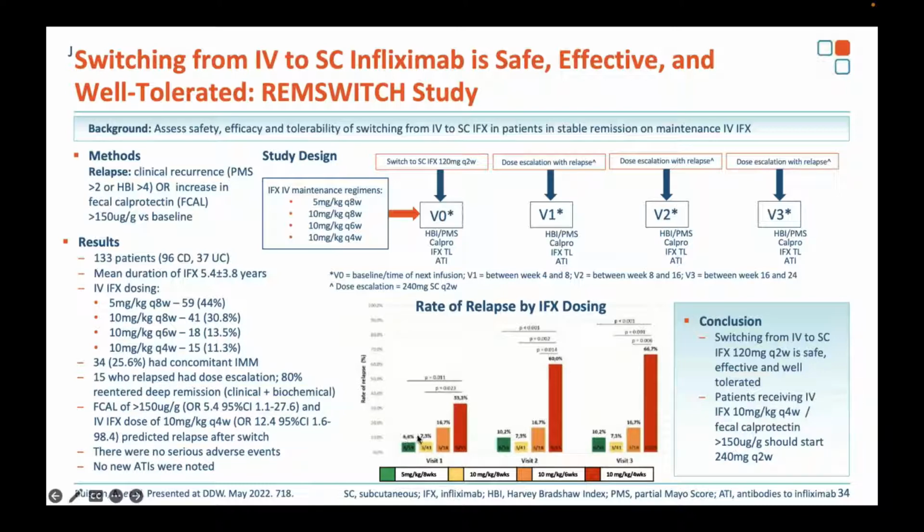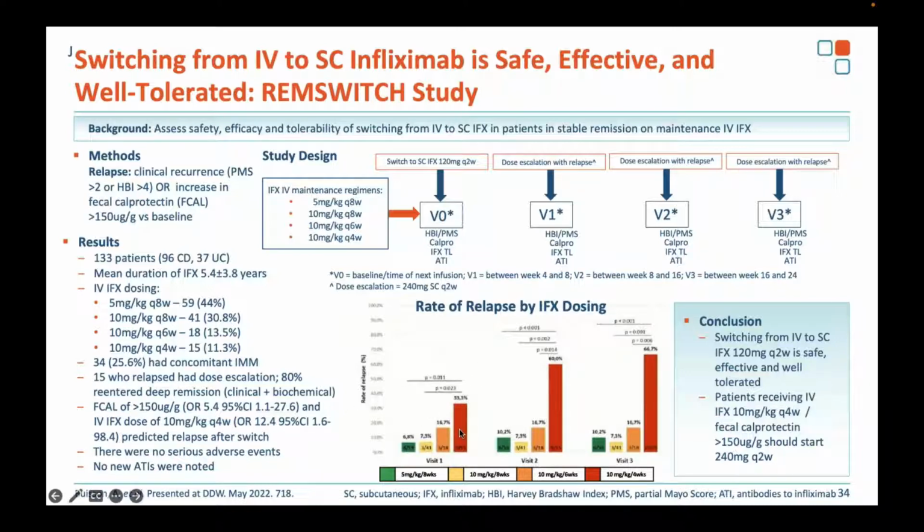And now what you see here is the rate of relapse by infliximab dosing at the different time points, visits 1, 2, and 3, which were at 8, 16, and 24 weeks. And what you can see is that irrespective of the dose, if you were on what I would call standard UK doses, you were fine to switch to the standard dose, 120 milligram every other week sub-Q dosing.